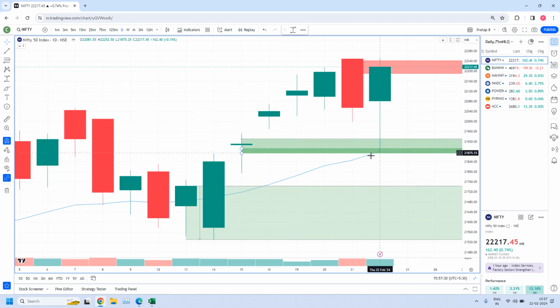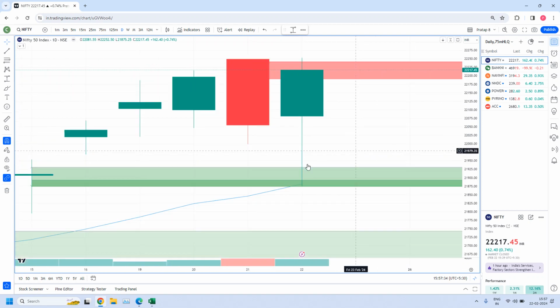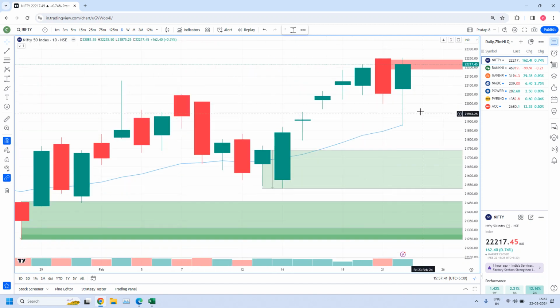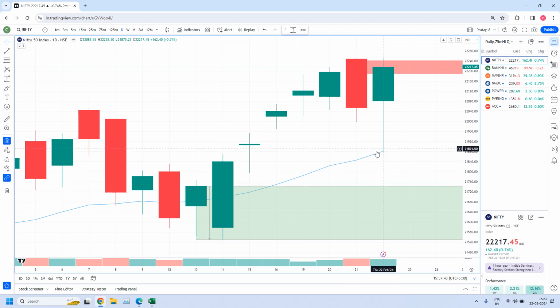See, today prices are entered into... first let me delete this so that you will get clarity. Now look here, today, see earlier there is a price over extended.